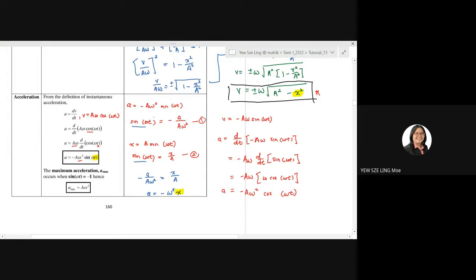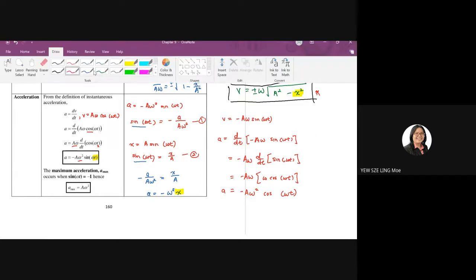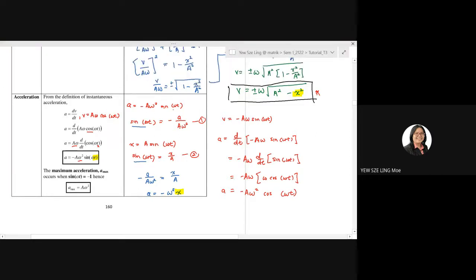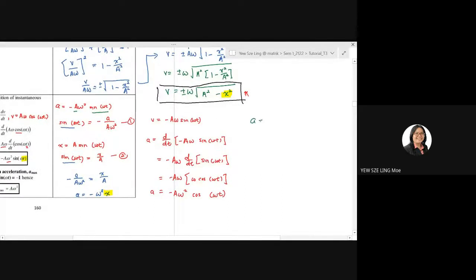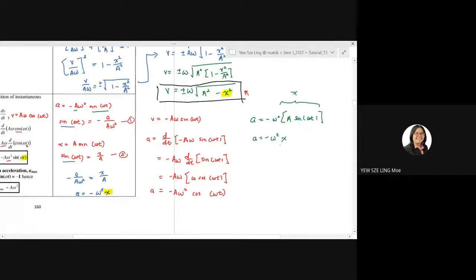Now sometimes people will just substitute x, the whole x, into the equation of a. Why? Because if you look at the equation, a equals a omega square sine omega t. You have A here, you have sine omega t here. So basically you just rearrange the equations. Let me show you. If you rearrange the equations, a is actually equal to negative omega square a sine omega t. So we know that this whole thing is equal to x. Therefore, a straight away equals negative omega square x.